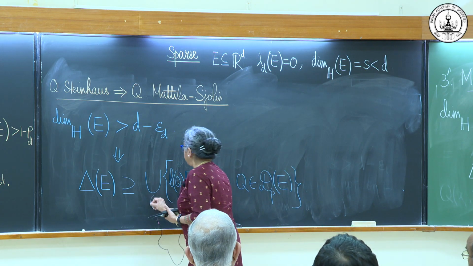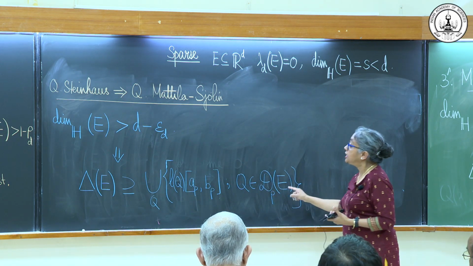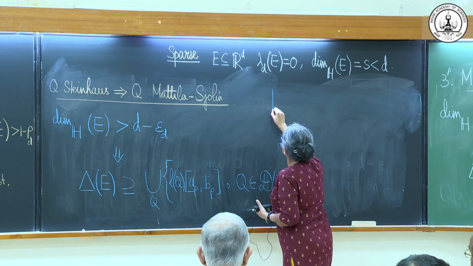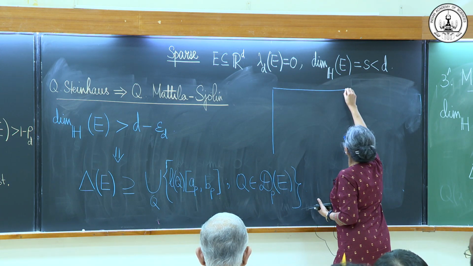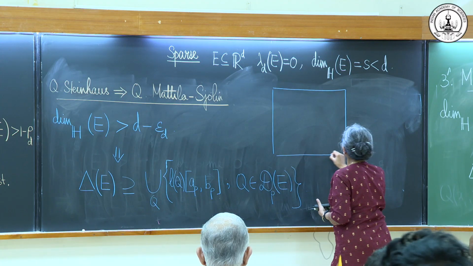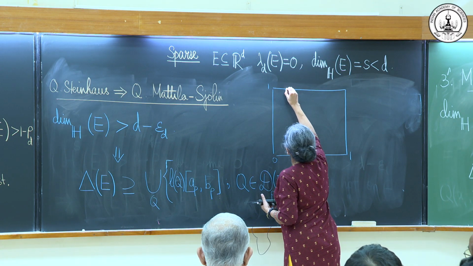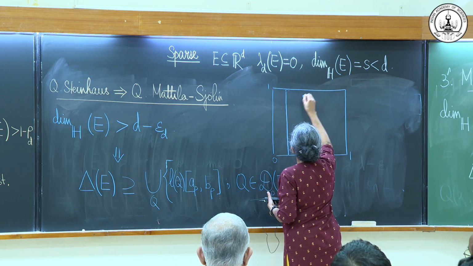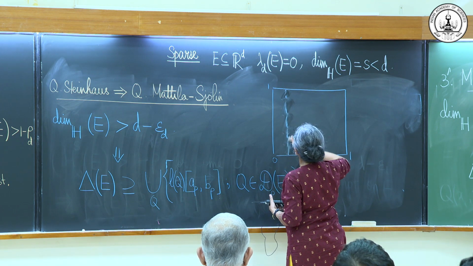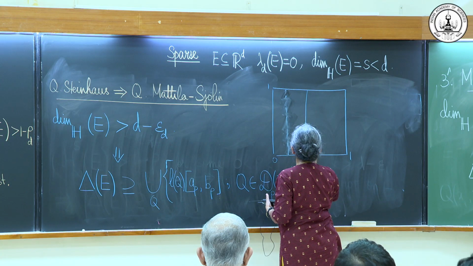So this is the union over all such cubes. So here is the picture. This is [0,1] cross [0,1]. We are going to look at certain cubes. So they are not all of the same size, however.